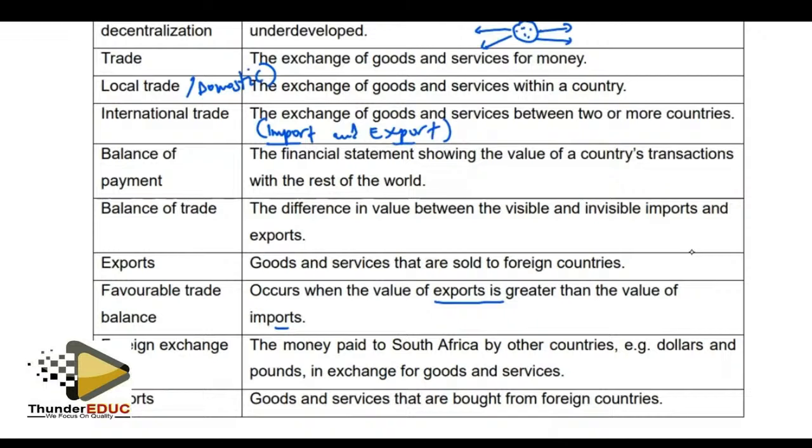Then foreign exchange, the money paid to South Africa by other countries, like dollars, pounds, etc. So if South Africa, let's say, trades with countries like the USA, it will be earning dollars, or in the UK, especially pounds or euros, among others. Then imports, goods and services that are bought from foreign countries. If we give an example, South Africa buying clothes from China, that would be import trade.